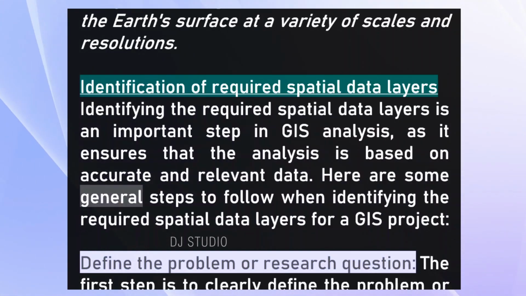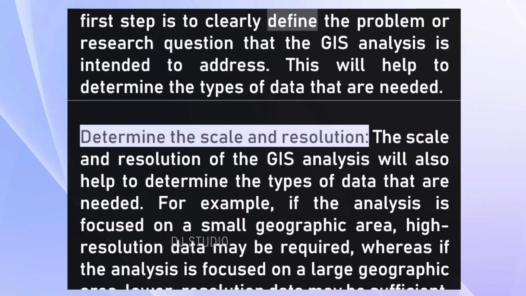Here are some general steps to follow when identifying the required spatial data layers for a GIS project. Define the problem or research question. The first step is to clearly define the problem or research question that the GIS analysis is intended to address. This will help to determine the types of data that are needed.